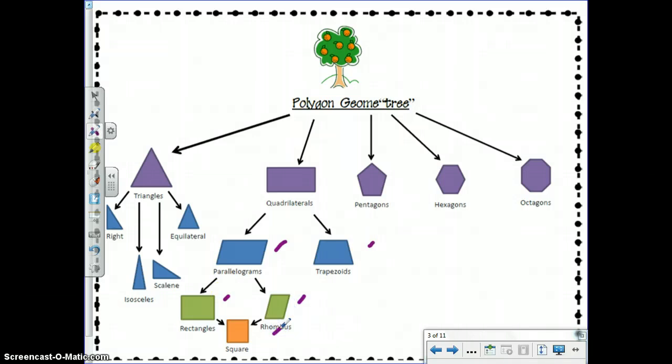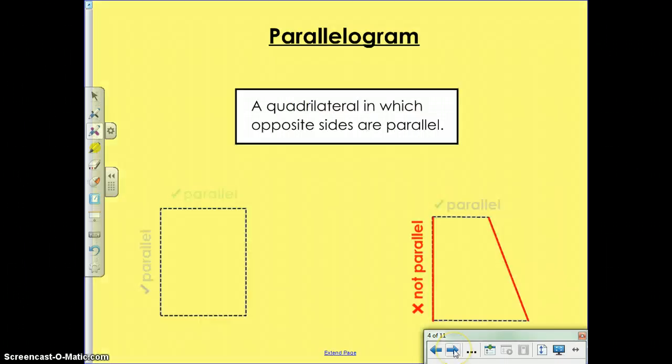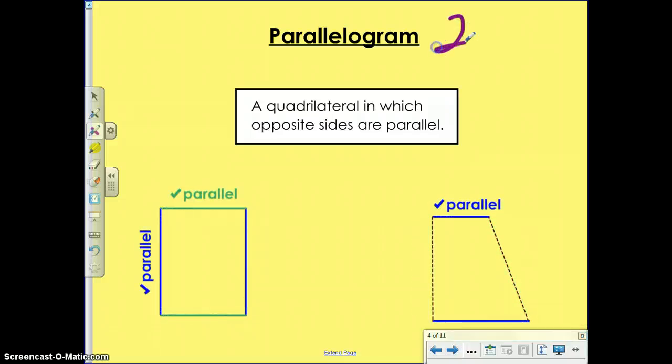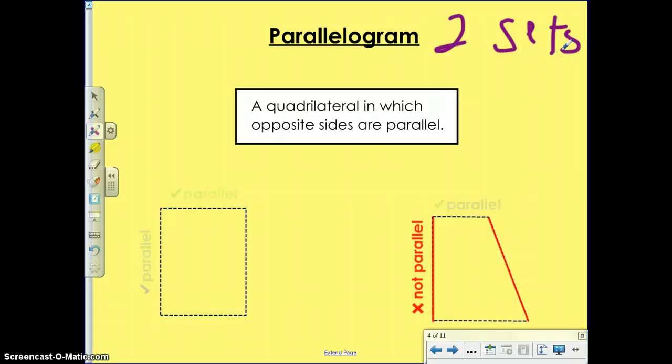The 2 main subcategories of quadrilaterals are parallelograms and trapezoids. Let's first take a look at what a parallelogram is. Okay, a parallelogram has 2 sets. Sorry for my handwriting, it's kind of hard to do this on the iPad. But they have 2 sets of parallel lines. In other words, the opposite sides of a parallelogram are parallel.